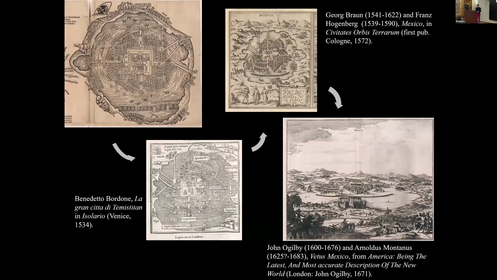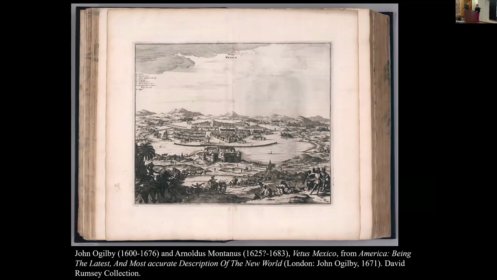Now, across the 16th and 17th centuries, the Cortez map was reworked, gradually transformed into an oblique view, and then pulled into service to represent the city as it was in the present, even though elements of the map, holdovers from earlier Aztec Tenochtitlan, had long since ceased to exist. You can see this series sketched out here, and I'm going to concentrate on the map in the lower right-hand corner. It's the last of the series. It was published as Vetus Mexico in 1671 by John Ogilby and Arnoldus Montanus. The title of their volume leaves little doubt that we witness it as a present-day city, America being the latest and most accurate description of the New World.